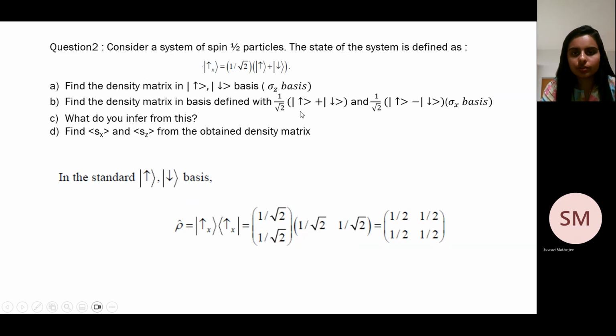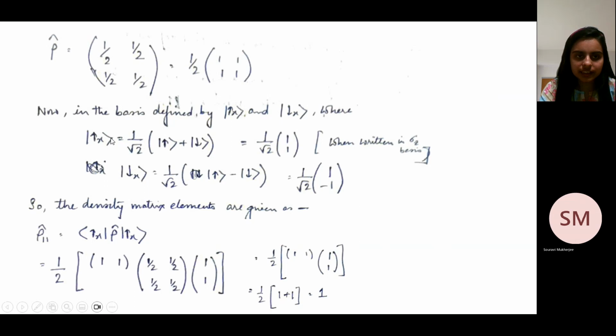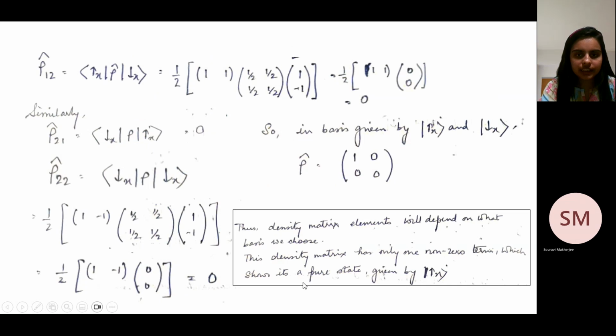Now, if you change the basis to the vectors given by up plus down over root 2 and up minus down over root 2, that is the sigma x basis. Suppose these are your basis vectors. How does the density matrix change? We write these new basis vectors in terms of the old basis vectors and find the corresponding inner products as given here. If you do that, the density matrix looks something like this. As you can see, only one element of the density matrix is non-zero, which tells us it's a pure state.